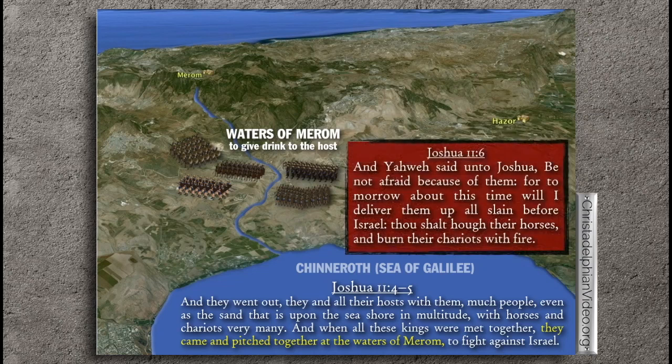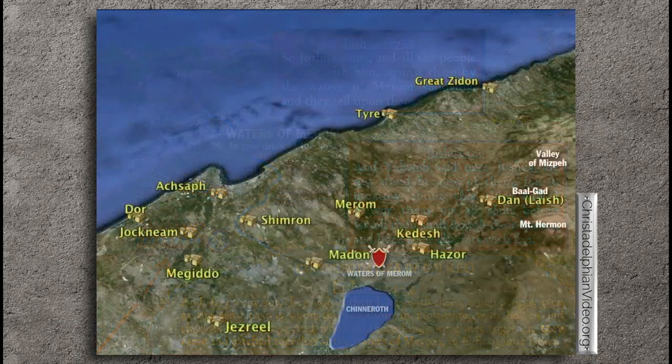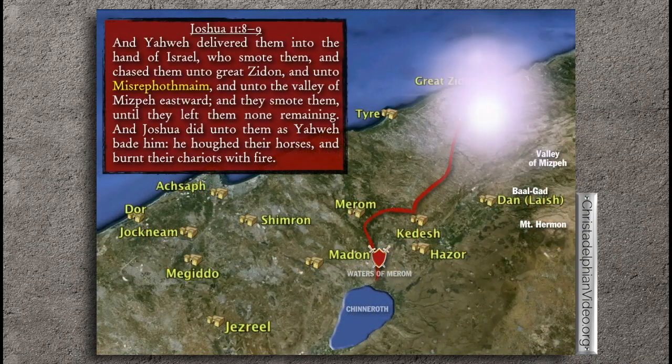And of course, we find that Joshua is told by Yahweh to not be afraid of them. But tomorrow, about this time, I will deliver them up, all slain before Israel, and you're to hamstring their horses and burn their chariots with fire. So they're pitched in Merom in Joshua 11:4. He's to go up and fight against them, and that's exactly what he did. He came against them with the people of war by the waters of Merom suddenly. They weren't expecting him, and they fell upon them there. So they're putting together this army to go attack Joshua, and they're going to try and come and take him. Joshua beats them to it, and he goes up, and the whole area is brought under his control.